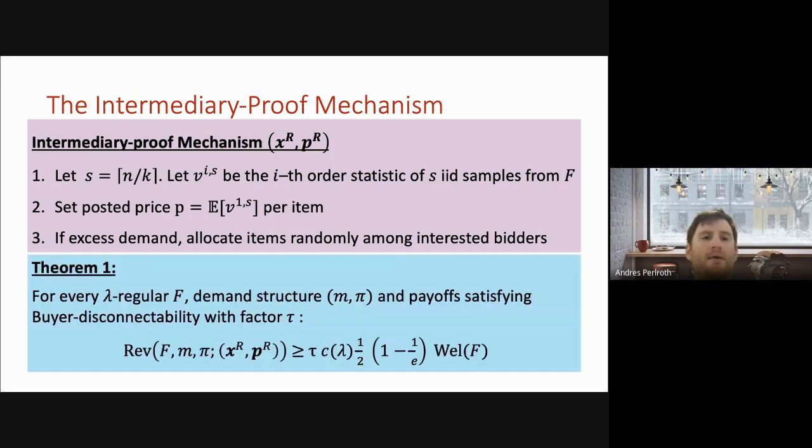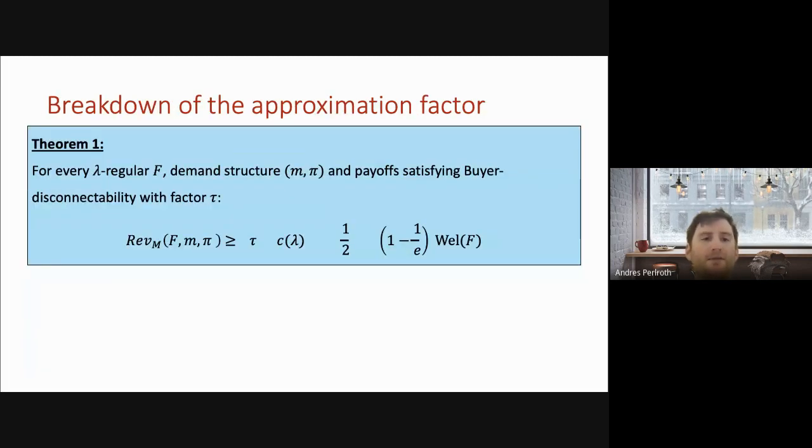So what's our main result? We show that if the distribution is lambda regular, for any demand structure, and any payoffs satisfying buyer disconnectivity with factor tau, the revenue that we're going to obtain with this IP mechanism, this intermediate proof mechanism, is a constant factor of the welfare. And the constant factor can be broken down as follows.